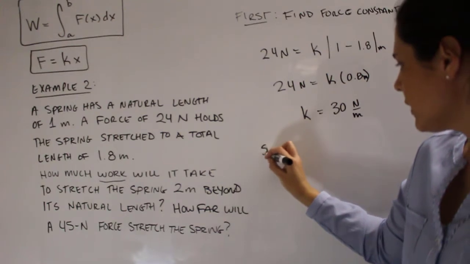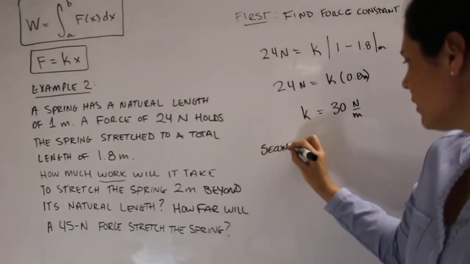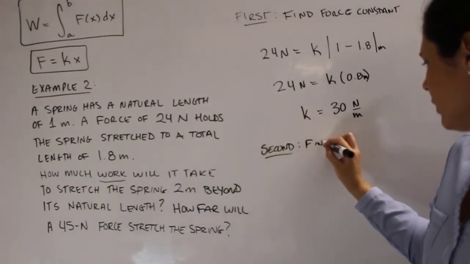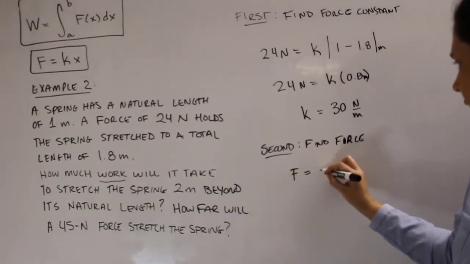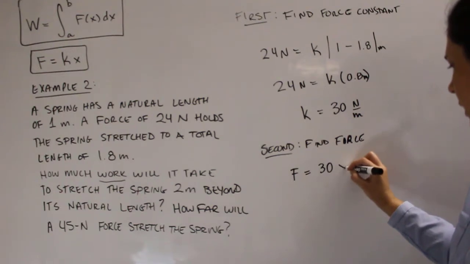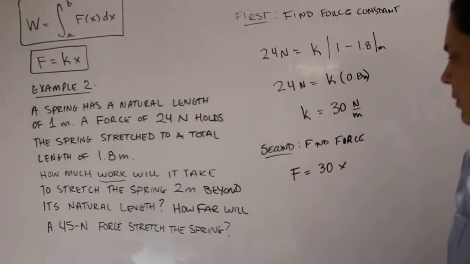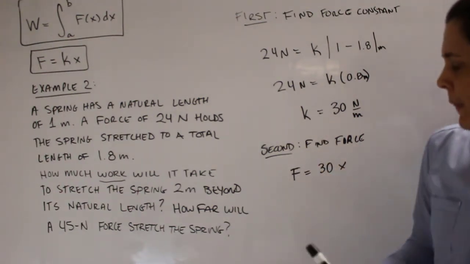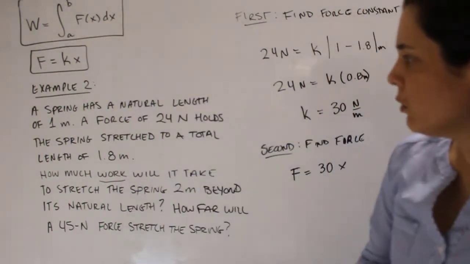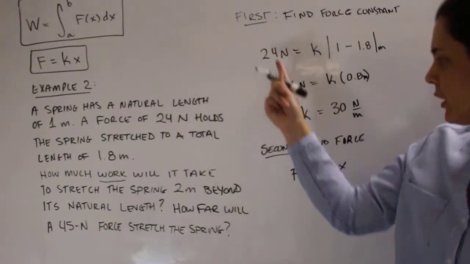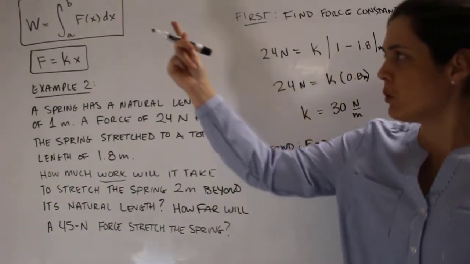I'll go ahead and say that's our second step. So second, let's find the force. And we know that F is K times X. In this case, we know what K is. So F is 30 times X. Okay. Now that we know what our force function is, we can go ahead and plug it into our integral to find work.